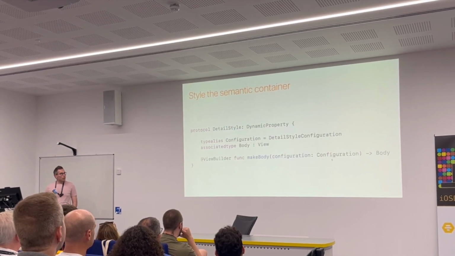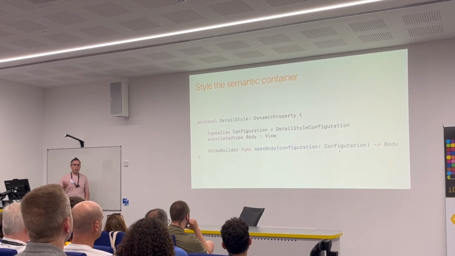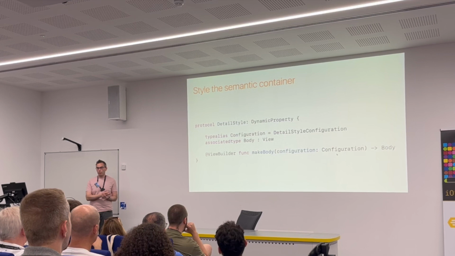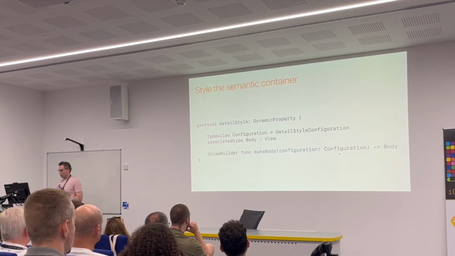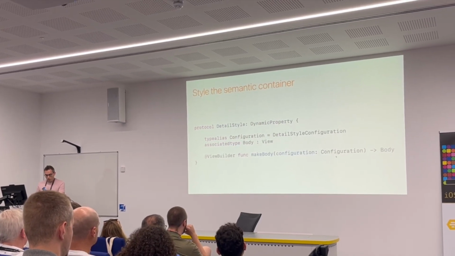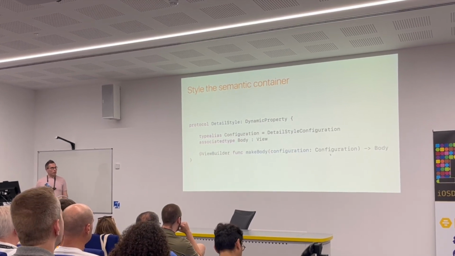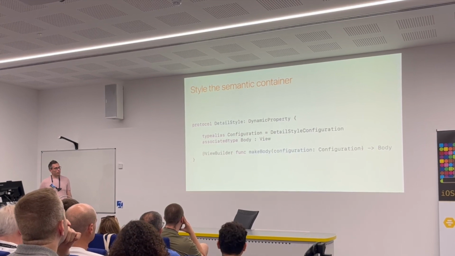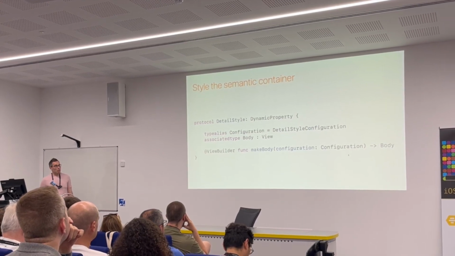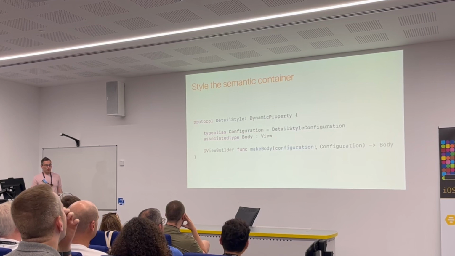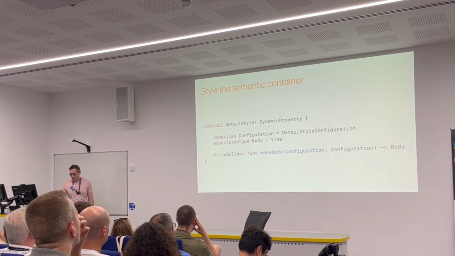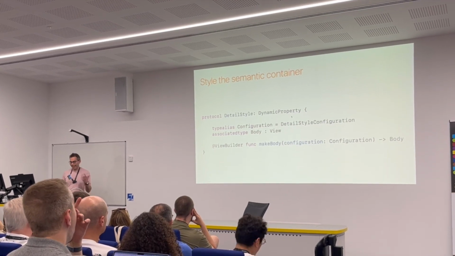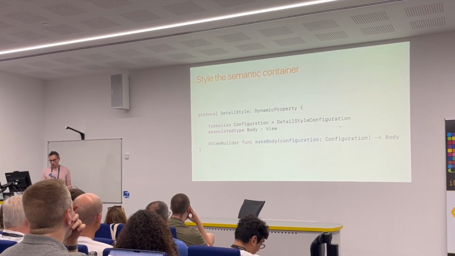here. We also want to make a detail style because we want the same kind of behavior as we have with label style, because that's really handy. And we know what label style looks like. It's got this configuration thing, and it allows you to return any view. Has a make body function, so let's just start with that, right? Importantly, it's a dynamic property, and that helps with using the environment in a style object or value.